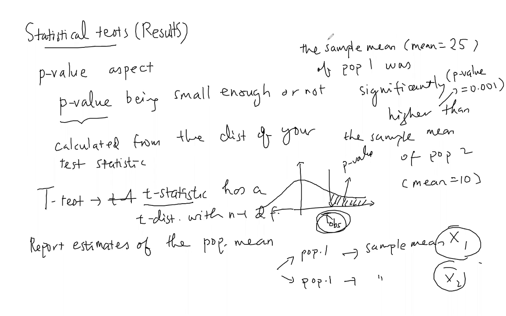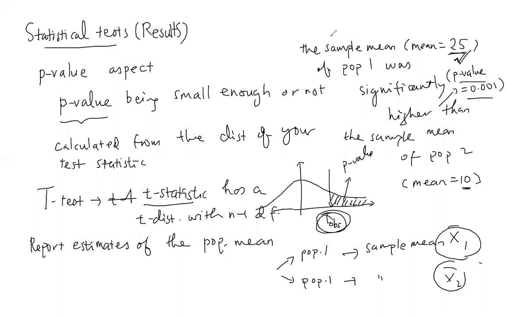By writing the result like this, you let people know what the estimated means are, right? One is 25, the other is 10. And the difference between 25 and 10 cannot be explained by chance. And the p-value here explains it clearly, all right? So this is the more concise way of writing.